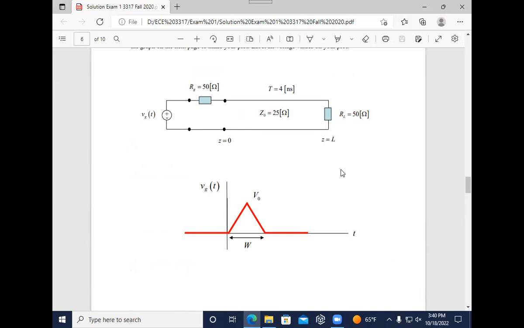Now the A coefficient is Z0 over Z0 plus RG. So that's going to be 25 over 25 plus 50, 25 over 75, which is also 1/3. So that's just a coincidence. The A coefficient is the same thing as gamma L, that's just a coincidence.